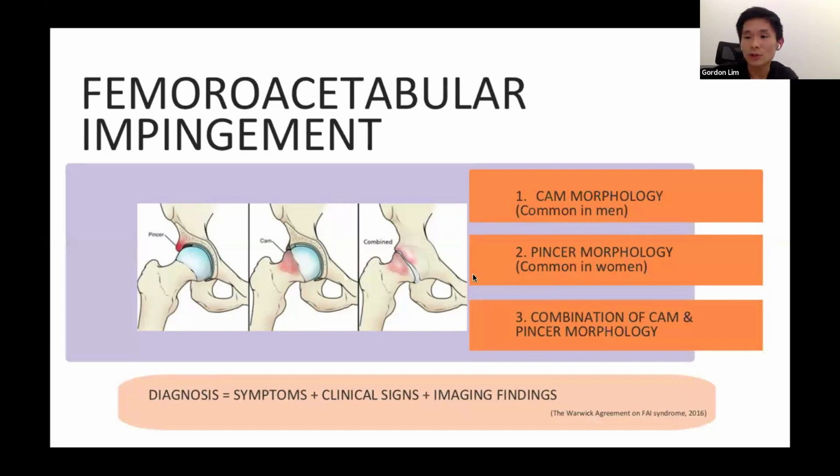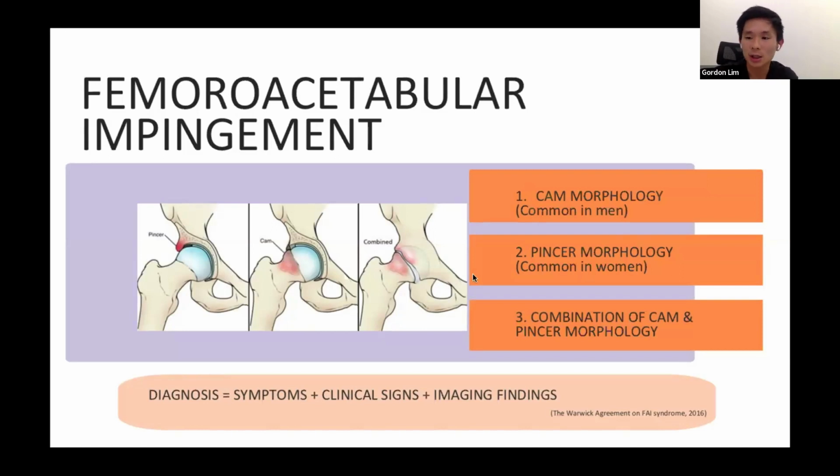So studies by Ravindran et al. 2018 have also found cam morphology is more common in men, while pincer morphology is more common in women. And based on the Warwick Agreement 2016, a triad of symptoms, clinical findings, and imaging findings are required for the diagnosis of FAI. It is important that we know that it is diagnosed when there is a combination, because if you only depend on imaging findings, it might not be accurate.